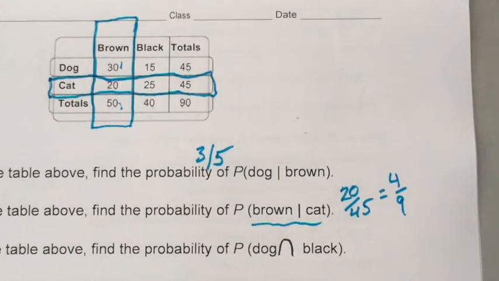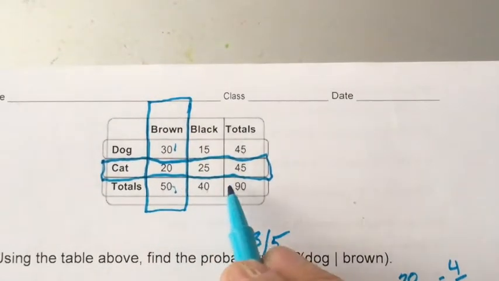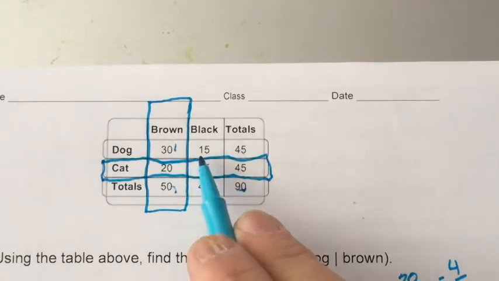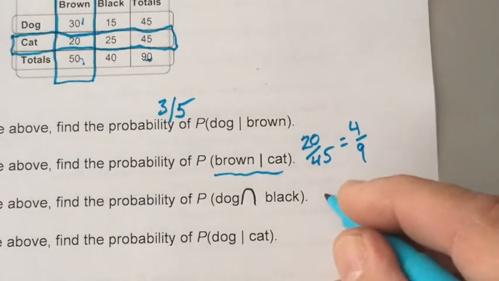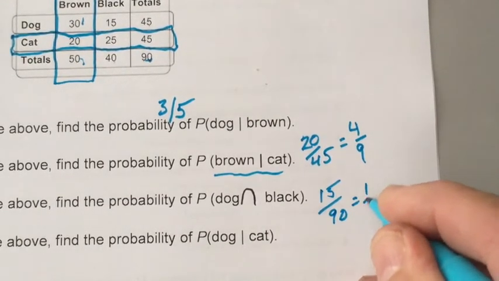Find the probability that the animal you got was both a dog and black. Well, there were 90 animals altogether. 15 of them were black dogs. 15 out of 90 is the same as 1/6.